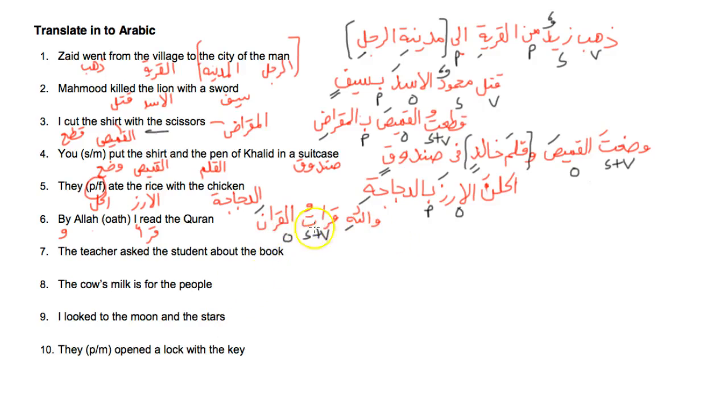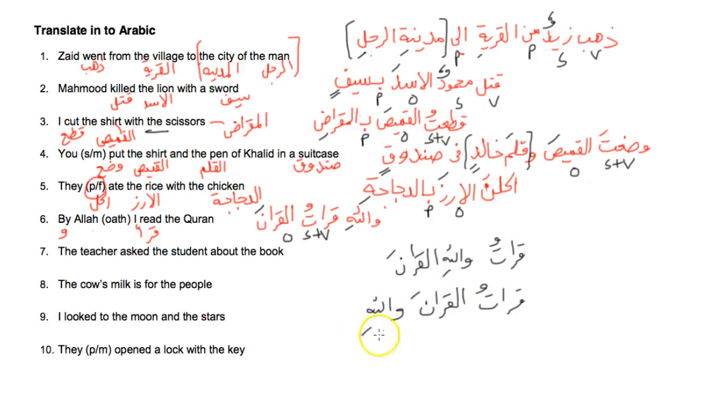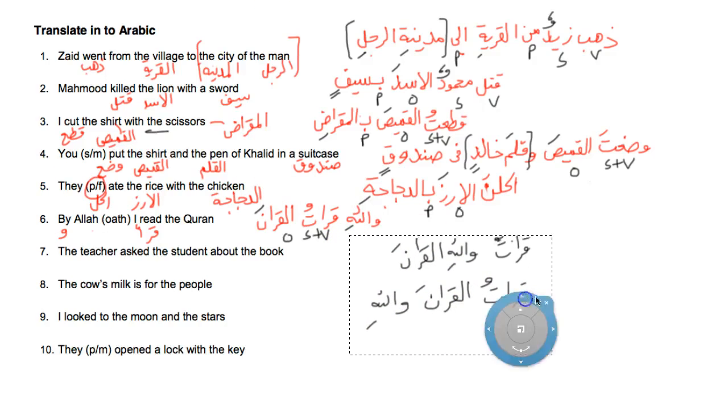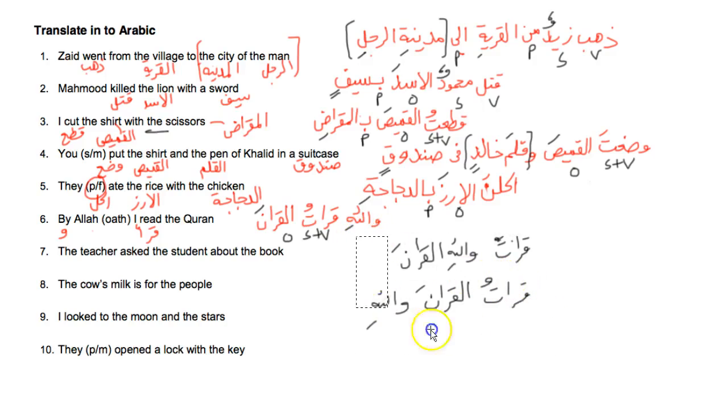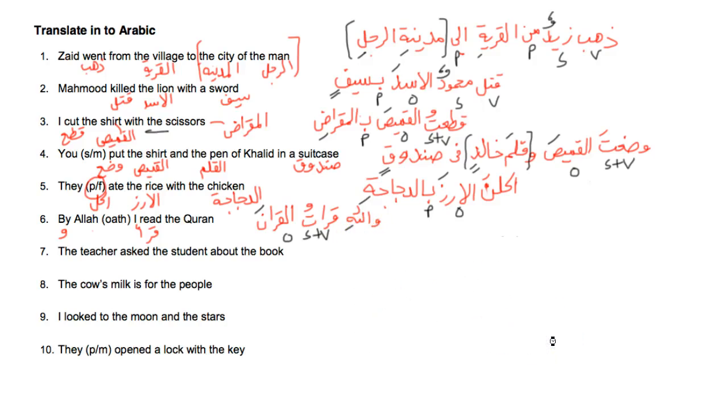Now, you could have written like this. You could have said, qara'tu Wallahi al-Quran. It's fine. Or you could have said, qara'tu al-Quran Wallahi. Yeah, that's fine as well. Yeah, so order isn't really important here when it comes to the preposition, but you can actually move it around. That's fine, inshallah. Okay, so let's move on to the next one then.